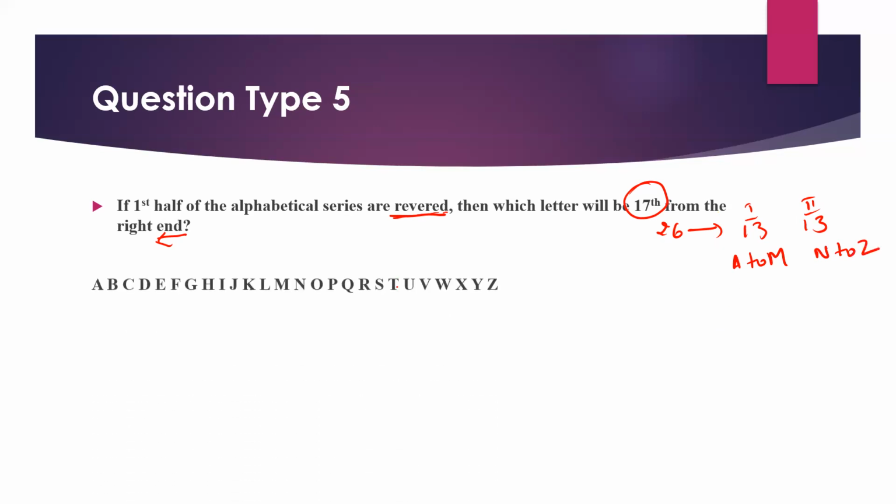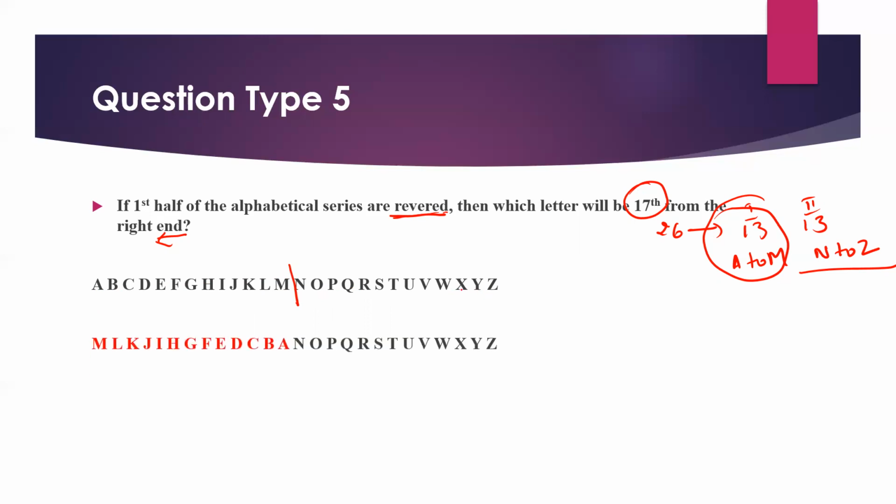So our alphabetical series is from A to Z, and it is asking us to reverse the first half of the series. Means it is asking us to reverse this one, not this one. Okay. So how will it reverse from A to M? From A to M it will reverse, and N to Z, the second half, will remain as it is. So we will reverse it like this. From A to M we will write M to A, and this will remain the same.